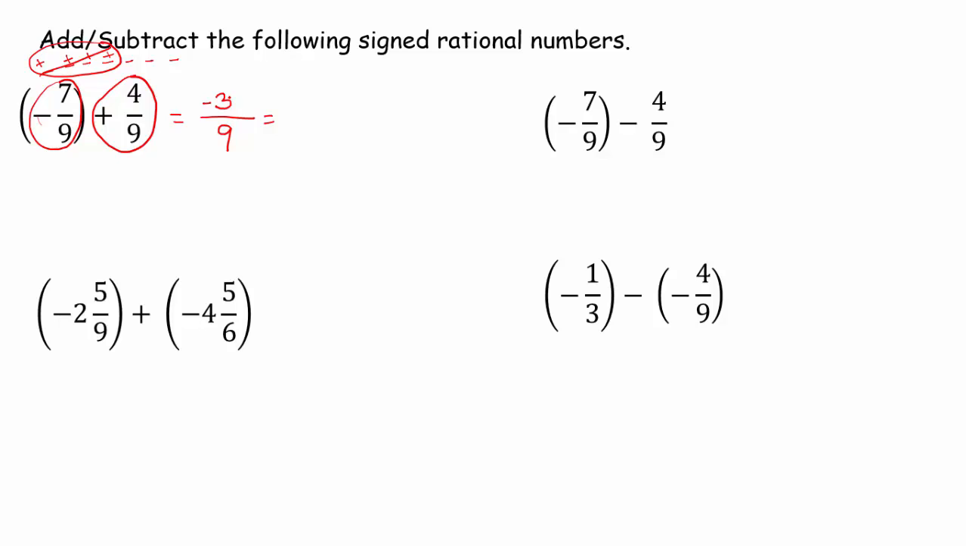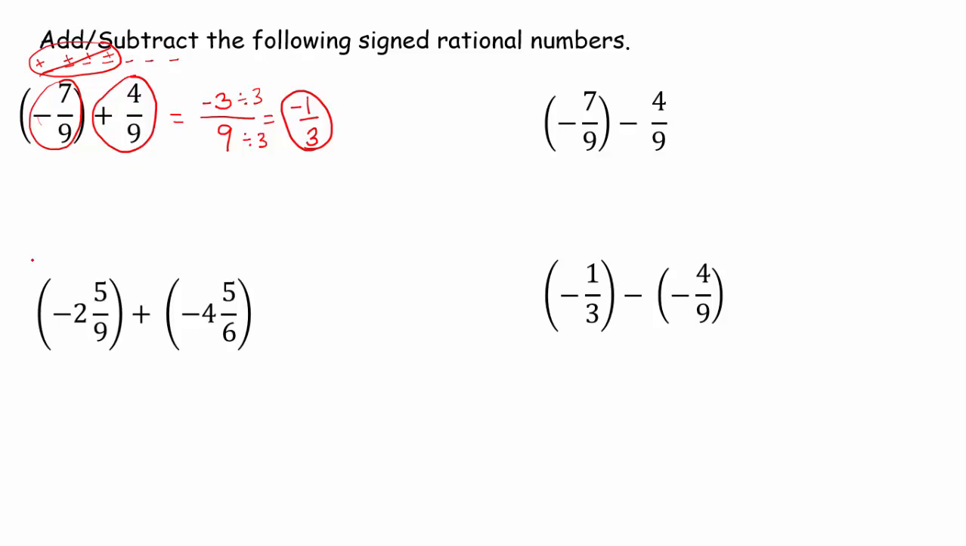So that's negative 3/9. We can rewrite that in simplest form by dividing your numerator and denominator by 3. 3 divided by 3 is 1, so that's negative 1/3. That answer is a negative 1/3.